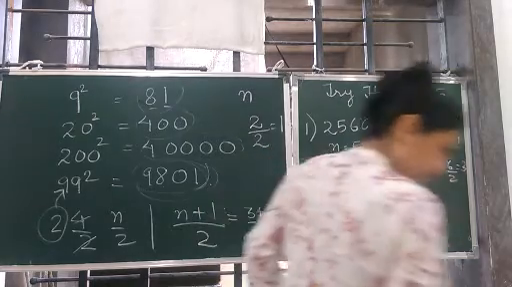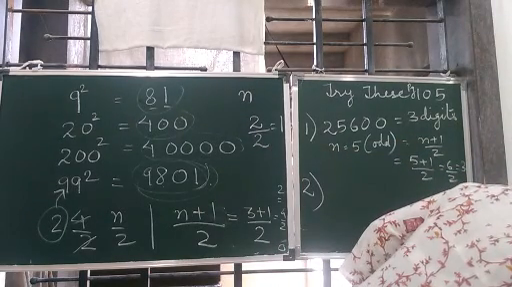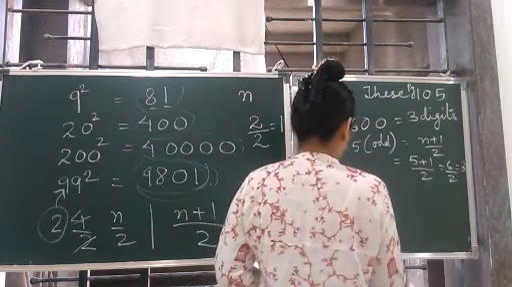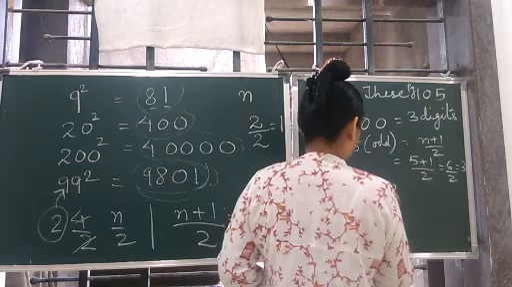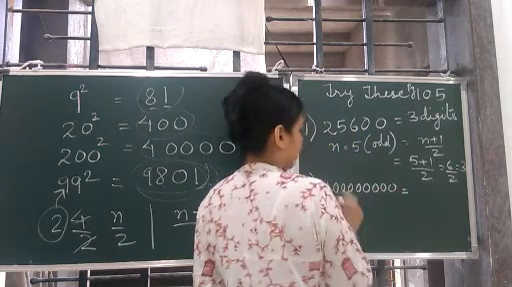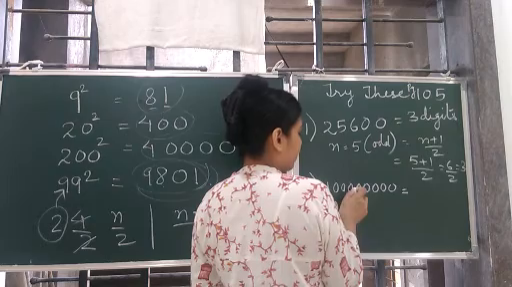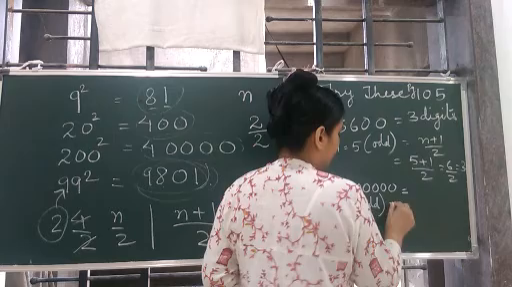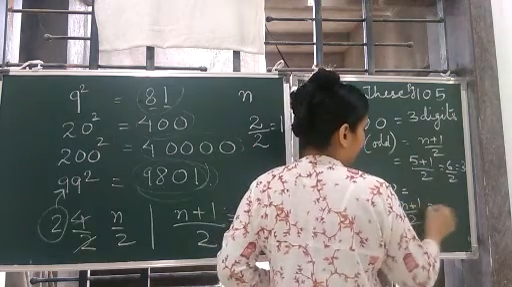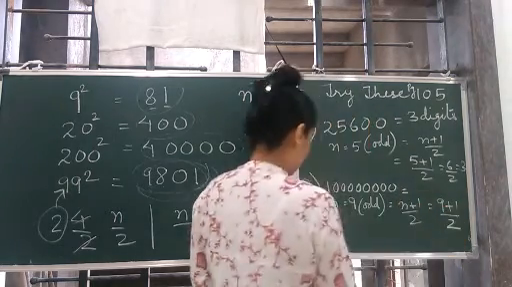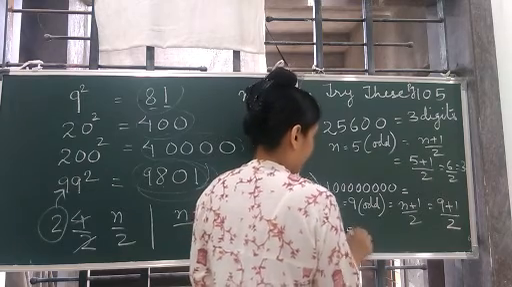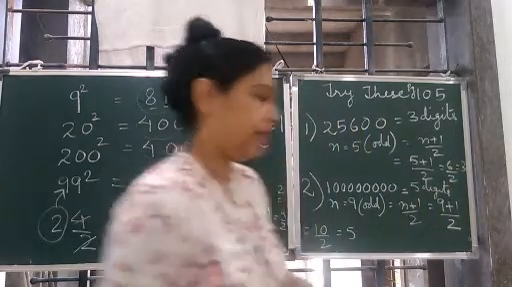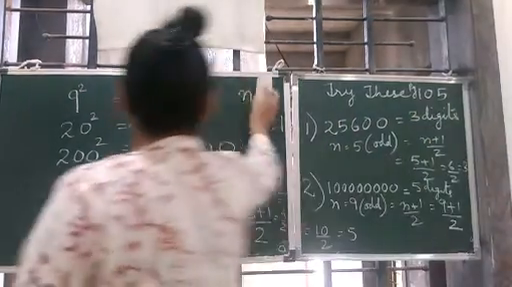Similarly, the second one. Now let's check what is in here. 1, 2, 3, 4, 5, 6, 7, 8, 9. n is 9. Again odd. So what do we do? n plus 1 by 2, that is 9 plus 1 by 2, that is 10 by 2, that is 5. So its square root will have 5 digits. Then we do the next one.